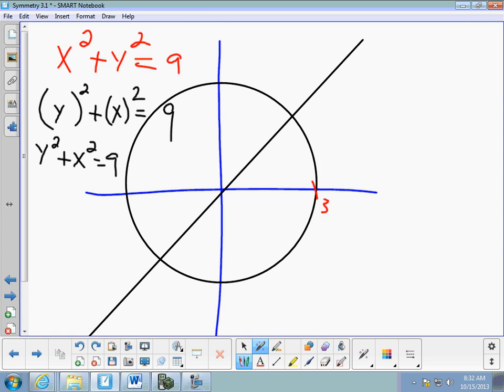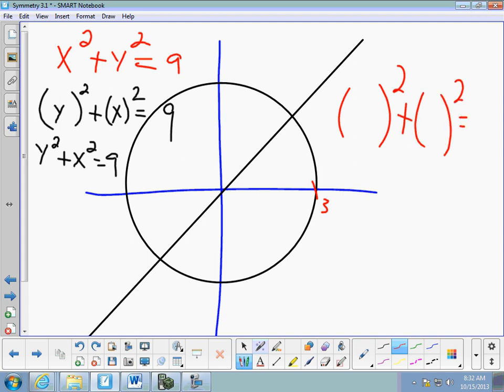If I wanted to show symmetry across the y-axis, you change the x to the opposite of x, and you leave the y alone. Is that the same as what I started with? Heads nodding up and down. Yippers. I started with x squared plus y squared equals 9. That's where I ended up.